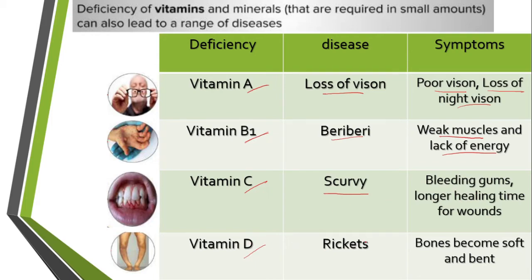And the disease of vitamin D deficiency is rickets. The disease name is rickets. And the symptoms are the bones become soft and they bend easily. Actually, the bones are very strong. And if you don't get a lot of vitamin D, your bones will be bent and they will become very soft.